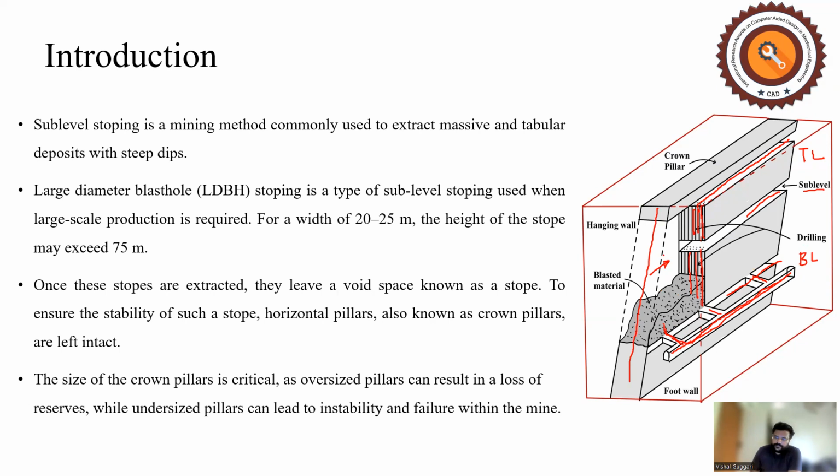The void space which is left after mining or excavation, we call a stope. In order to support and stabilize this stope, we leave horizontal pillars at the top of each stope, which we call a crown pillar.